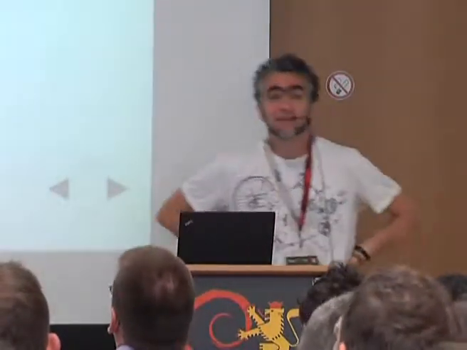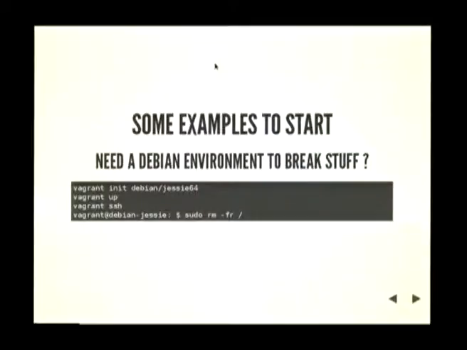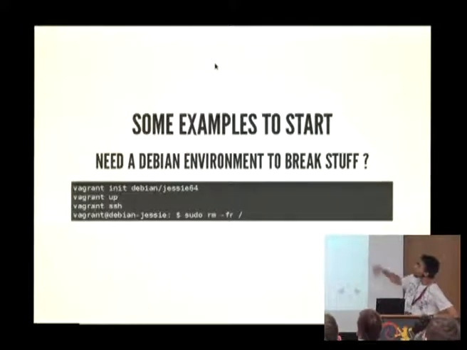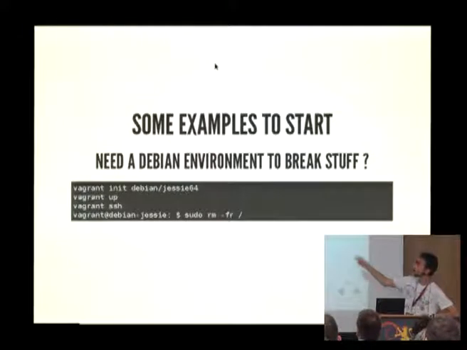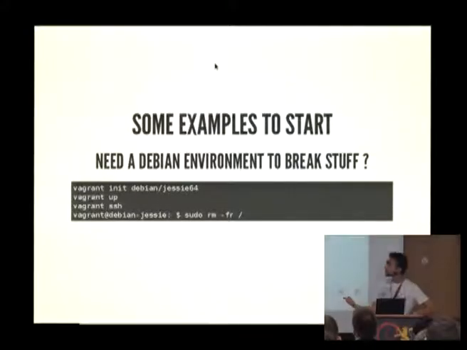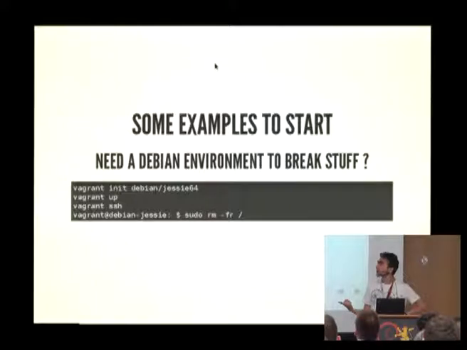We're going to start with some examples so you can see what Vagrant can do for you. Suppose, for instance, you need a Debian environment where you want to do stuff, break stuff, be very aggressive. With these three commands, supposing you have installed Vagrant and VirtualBox before, you have a brand new Debian environment. Vagrant init will download some pre-configured disk image from the Vagrant cloud, vagrant up will start that in VirtualBox, and vagrant ssh, and you're already inside, and you can do stuff.